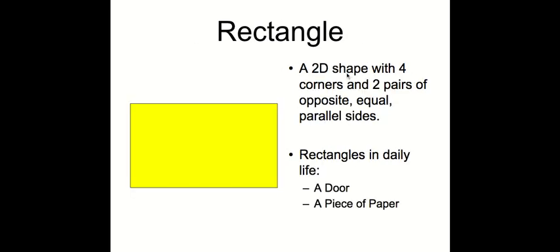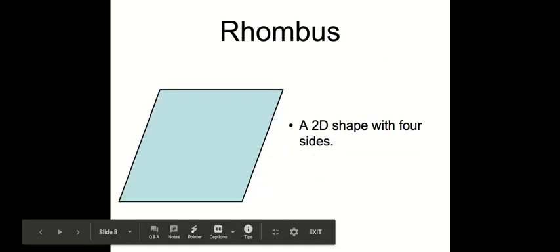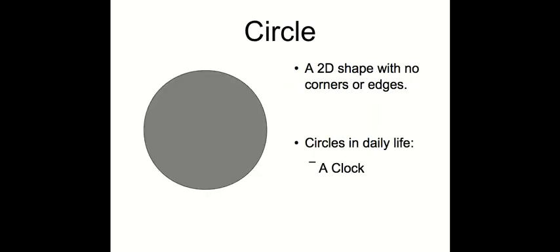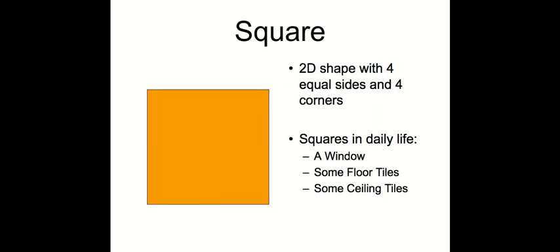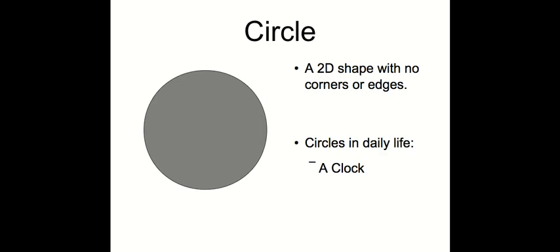Next is a rectangle. Rectangle is a shape that we are all very familiar with. A rectangle has two pairs of opposite equal parallel sides. A rhombus, a trapezoid, a circle, a square, and a triangle. Out of those shapes, circle is the only one that's not a polygon.